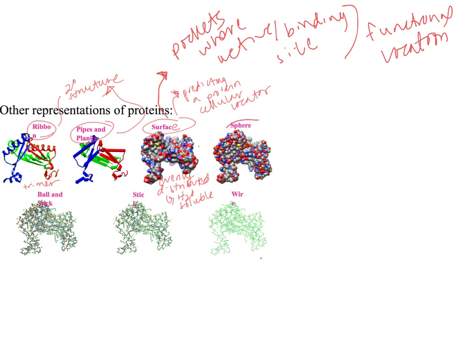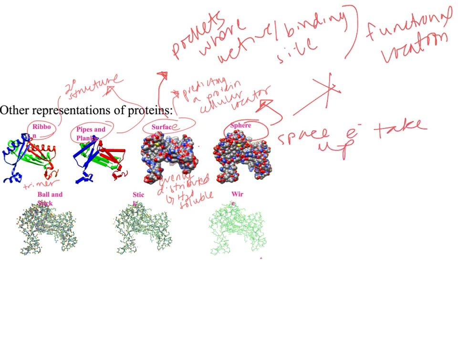Okay, spheres has a lot of the same functions that surface does. So it's good, again, at predicting cellular location. It is not good. It won't help you find pockets very easily. Spheres are the space that the atom takes up, or the space the electrons take up.